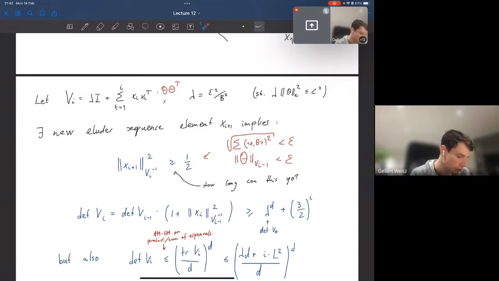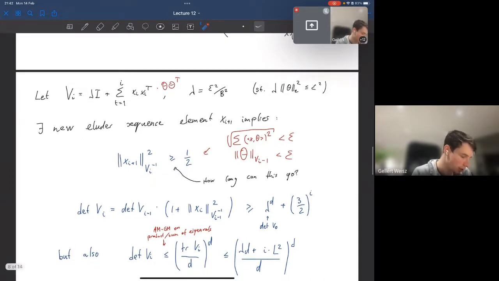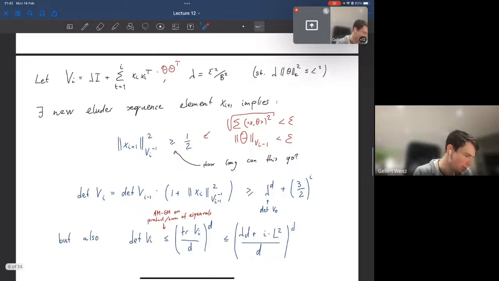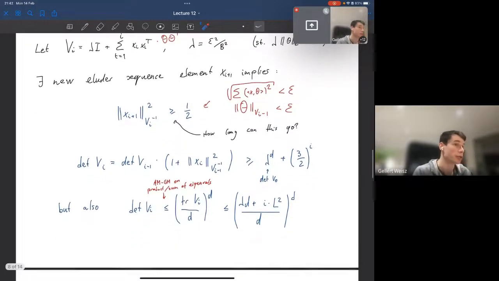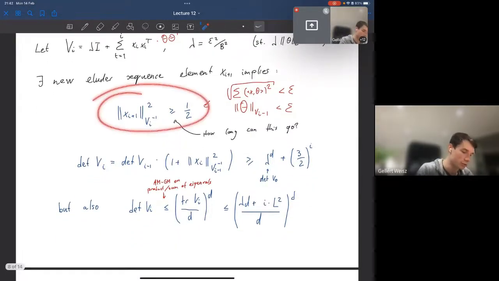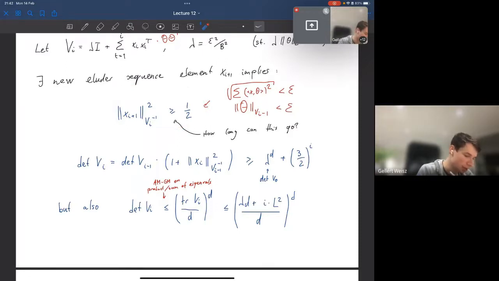And then I just wanted to take the proof from here. Maybe later, if we have time, we can go a little more into why this holds, but there's a bunch of calculations here. Once you prove this, what you then ask is: how long can you find x's such that the new x_{i+1}'s norm in V_i inverse is large? How long can you keep doing this?